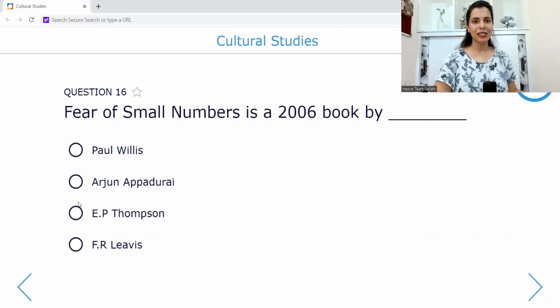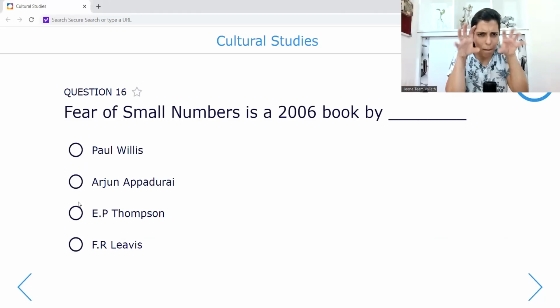Okay. Question number 16. Fear of Small Numbers is a 2000 book by A, Paul Willis, B, Arjun Appadurai, C, E.P. Thompson, or D, F.R. Leavis. Fear of Small Numbers.